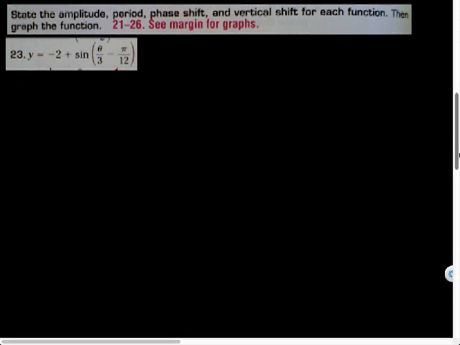Let's see, question 23. It says state the amplitude, period, phase shift, and vertical shift for each function, then graph the function. So here we go. Now notice they're actually putting kind of the vertical shift at the front end. I'm going to rewrite this a little bit. So let's see, I could actually even write this as 1/3 theta minus pi over 2, and then minus 2 on the outside. You don't have to write that 1/3 quite that way, but you could. So let's see, this is, oh sorry, pi over 12, yeah.